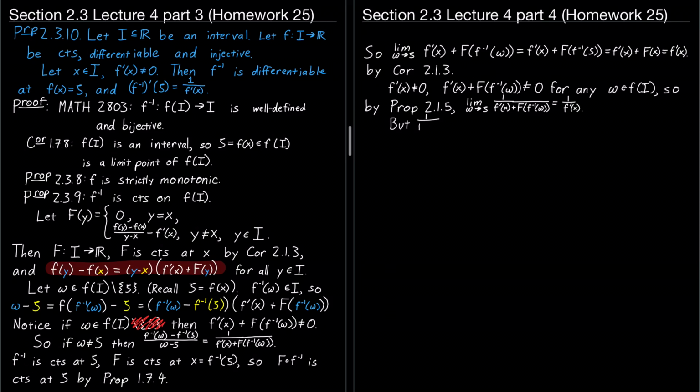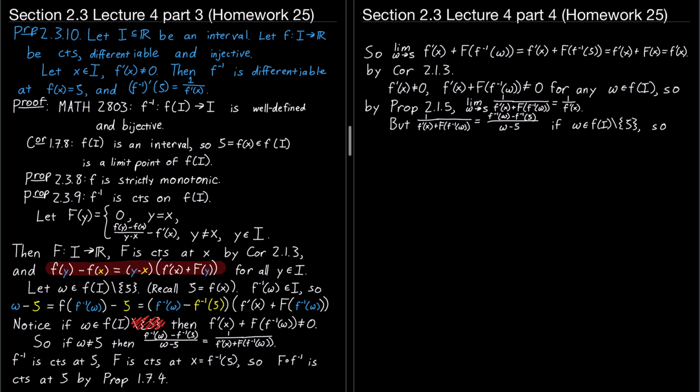But 1 over F prime of X plus big F of F inverse of omega, that's, we had that above, that's F inverse of omega minus F inverse of zeta, all over omega minus zeta, if omega is in F of I, well, minus zeta.